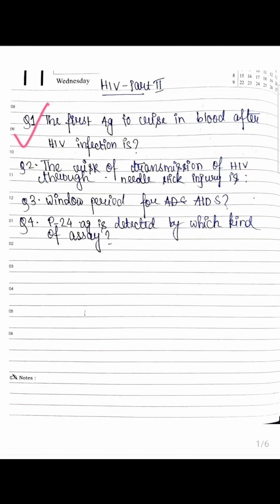So, the first question is: the first antigen to rise in blood after HIV infection is? It's the P24 antigen. Okay.